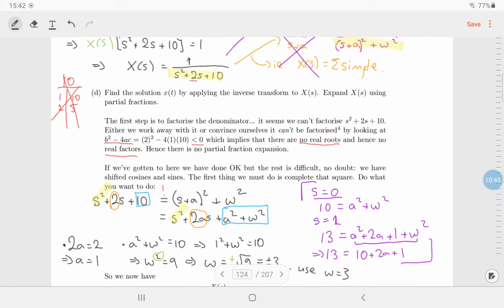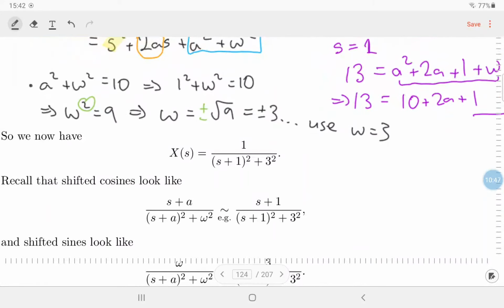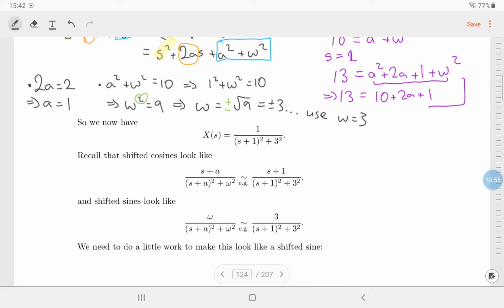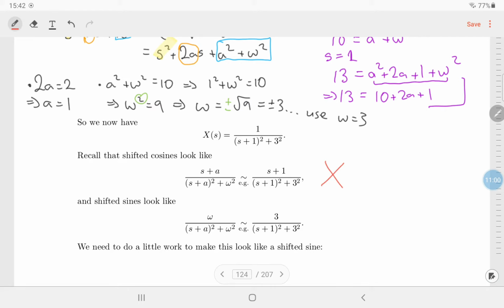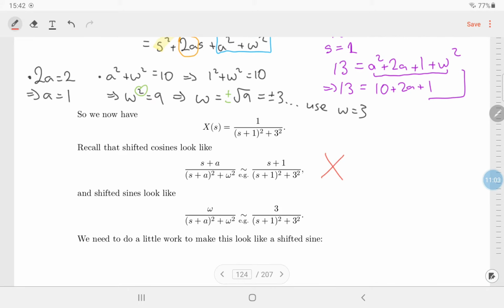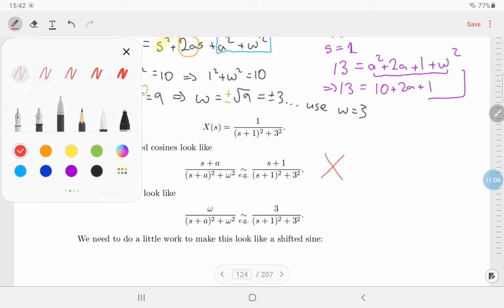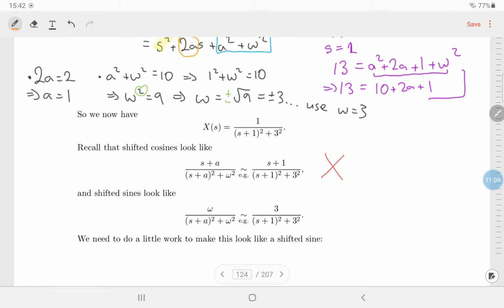So the x of s, which we found in the previous part, is actually equal to this. So it's talking about shifted cosines and shifted sines here. Now there's no s on top, so it's not really a shifted cosine. It's more like this thing down here. So let's write that omega over s squared plus omega squared goes back to sine of omega t.